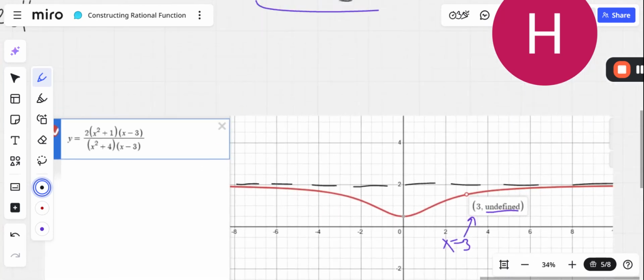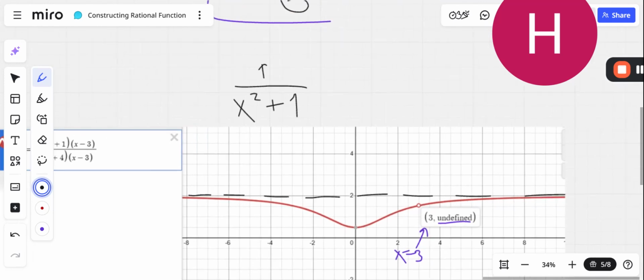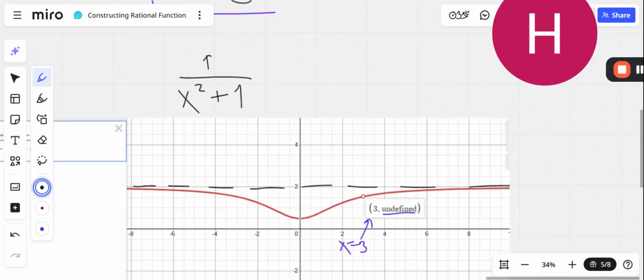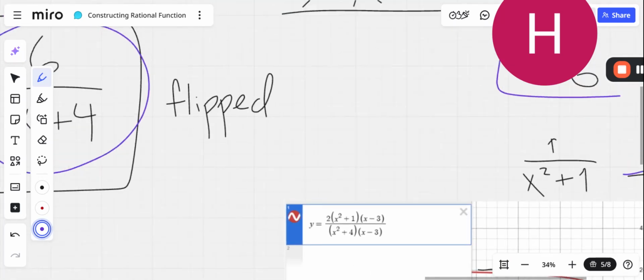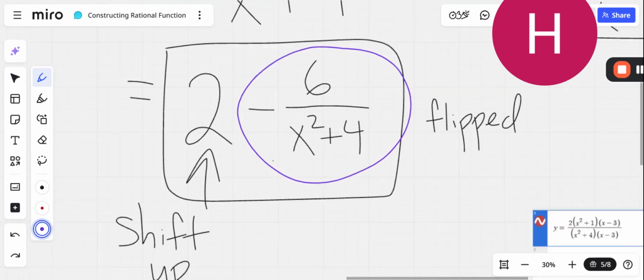The typical shape of 1 over x squared plus 1 or something like that, x squared plus anything, remember that's going to cause there to not be a vertical asymptote. So that's why there's not this break. You're going to see this bell curve kind of shape. And the horizontal asymptote would normally be at 0, the floor, but we had this plus 2, which lifted everything up by 2, and then we flipped the bell curve down.